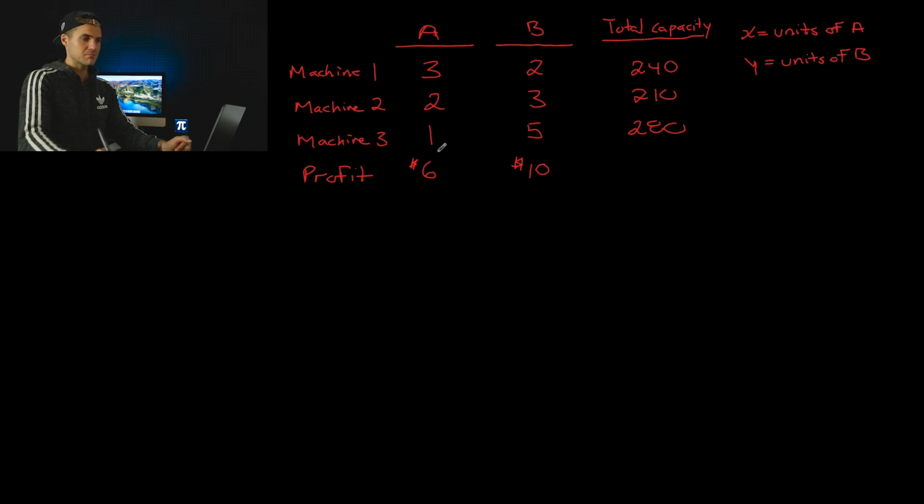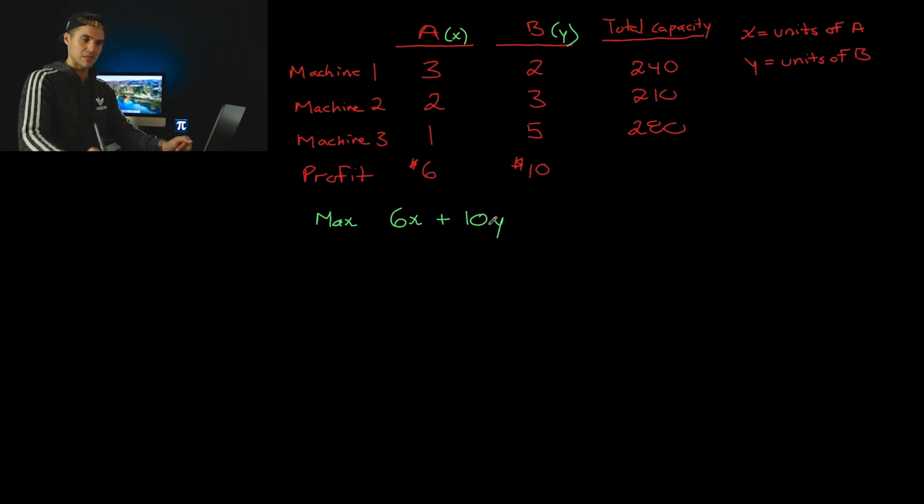So we're maximizing the profit, right? So what we're going to be trying to do is maximize 6x plus 10y, like that. Because remember, the number of units for A we represented as x, and the number of units of B we represented as y. So each unit of product A makes $6 in profit. So the total profit coming from product A is going to be $6 per unit times the number of units of A.